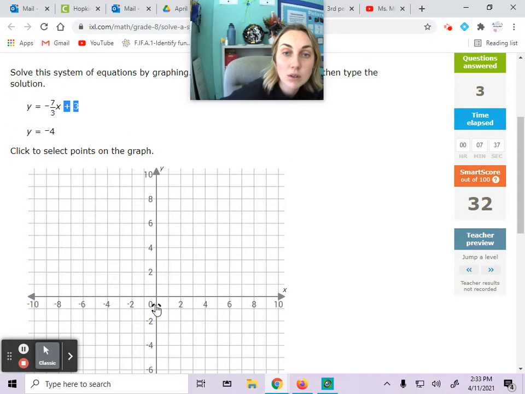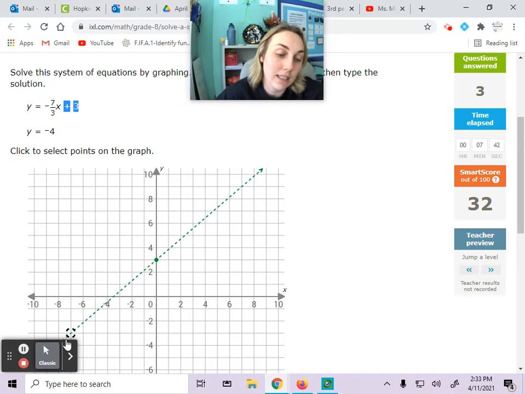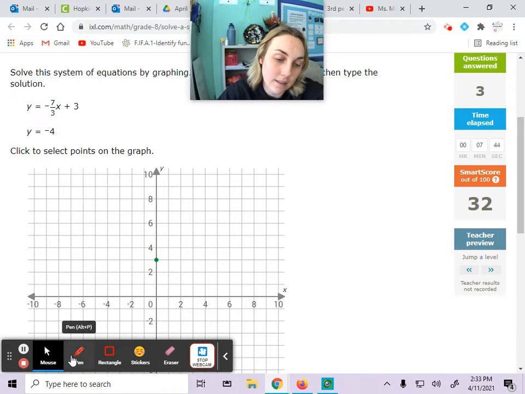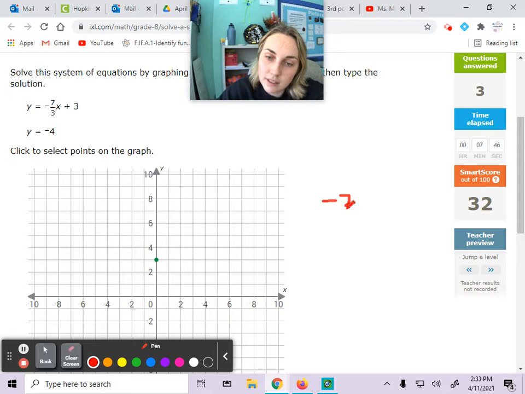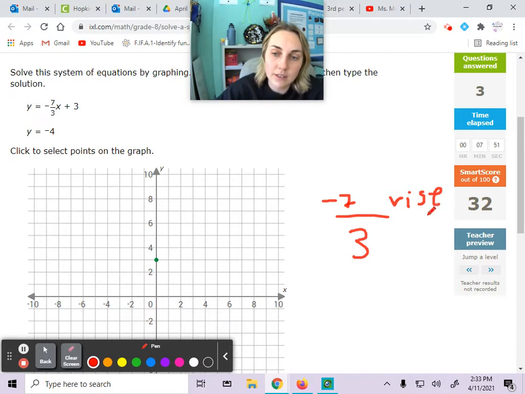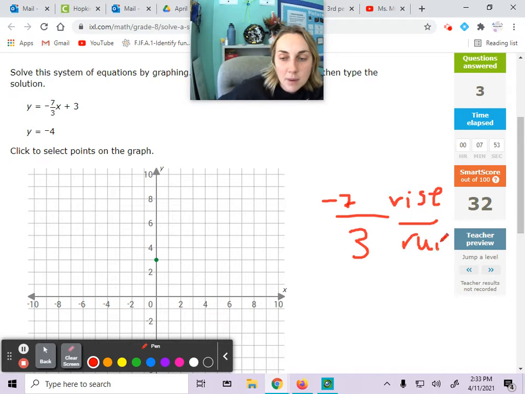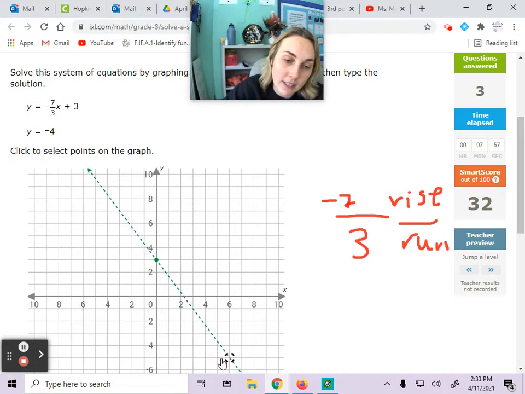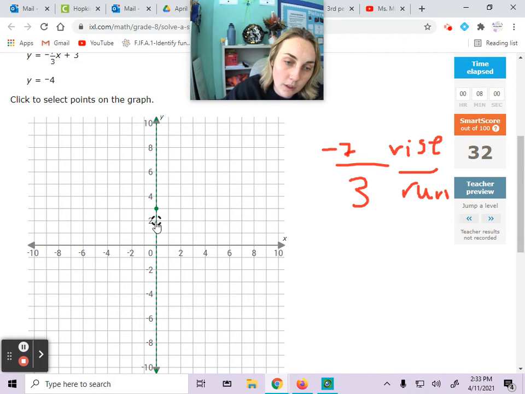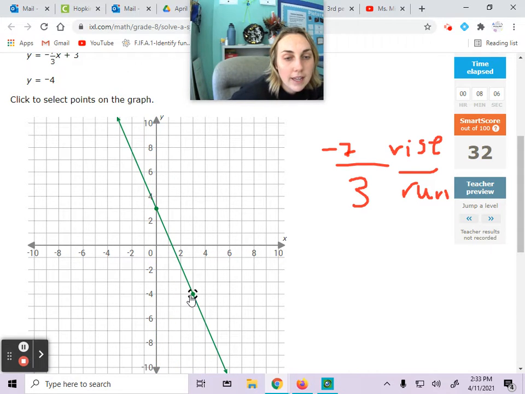So first things first, I'm going to plot this first equation. My y-intercept is +3, so on the y-axis, I'm going to find 3. That's my first point. And then my slope is -7 over 3. My rise is -7. My run is +3. So here I'm going to rise -7, so I'm going to go down 7: 1, 2, 3, 4, 5, 6, 7. And then I'm going to run 3. So I'm going to go over 1, 2, 3. That is my second point, and there's my line.